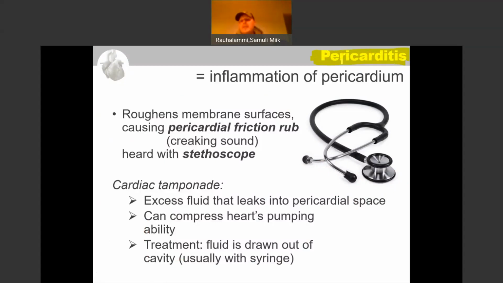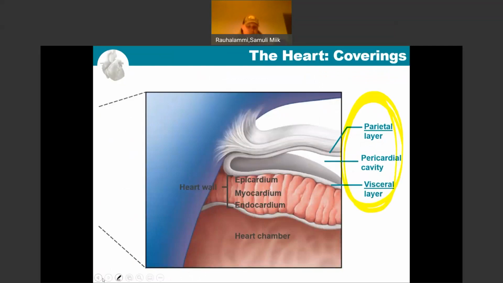So this condition of having an inflammation, so remember the term itis in medical terminology refers to inflammation of something, and in this case pericarditis, inflammation of the pericardium. Well, that can be heard with a stethoscope as this kind of creaking sound, showing that not everything's sliding nicely how it should be. So that's our pericardium. There was in the previous picture something else that I wanted us to spend a little bit of time on as well. So let's have a look at that.